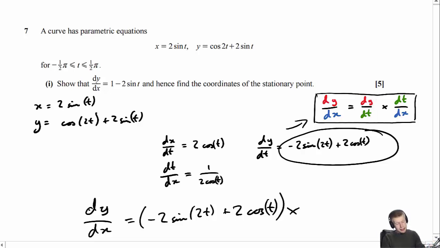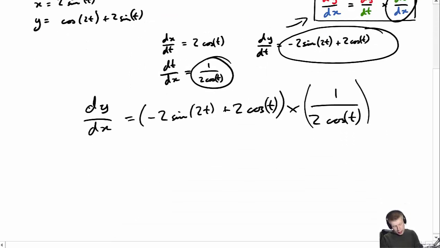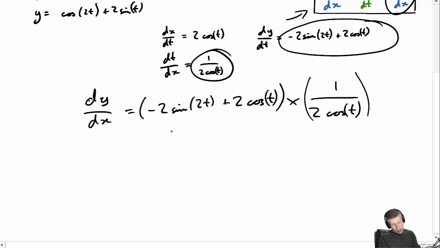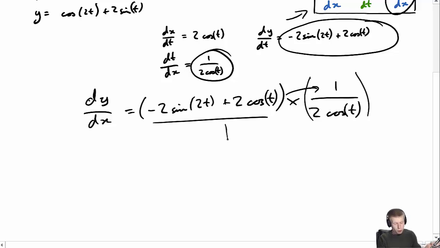So dy by dx is equal to dy by dt, we've just done that, multiplied by dt by dx. Well, dt by dx is going to be 1 over 2 cos t, okay? So let's have a look at this, might as well stick that in a bracket. So are you happy that that basically just jumps up on the numerator? Because if I have like 3 multiplied by a quarter, then that just becomes 3 over 4. So basically the number just jumps up on the numerator when I'm multiplying. If you're not sure about that, you can treat that as over 1, then just multiply the numerators and denominators together. So this then becomes minus 2.